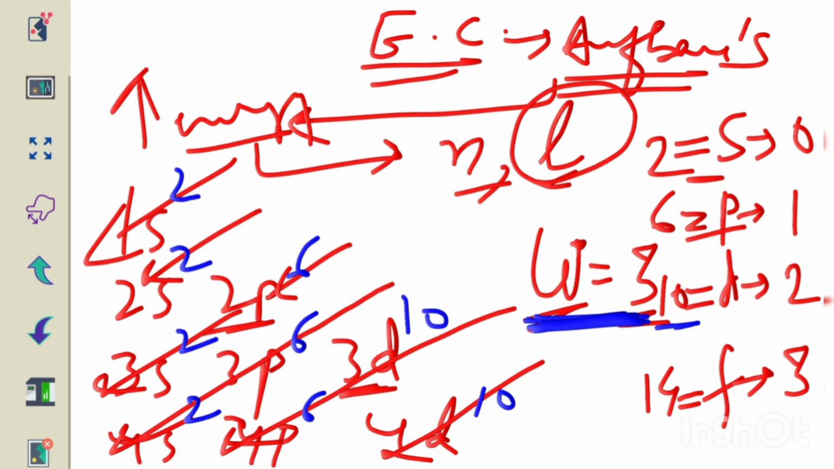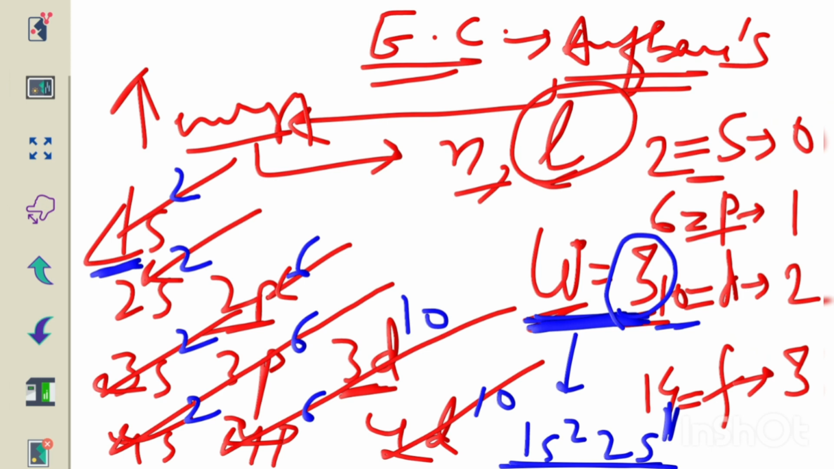So it should start from the lowest orbital, that is 1s2. First you will write 1s2, then you will write 2s, because we have to fill 3 electrons, so only 1 electron will go here. So this will be the electronic configuration for lithium. This will be quite easy.